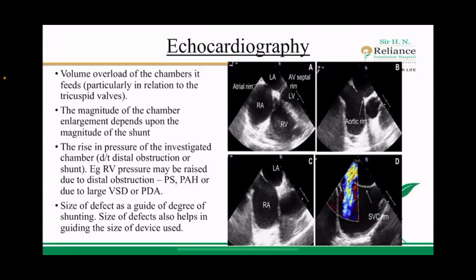The magnitude of chamber enlargement will depend on the magnitude of the shunt again. The size of the defect can give us a guide to the degree of shunting and guide us to decide the size of the device to be used if you're going ahead with a device closure.